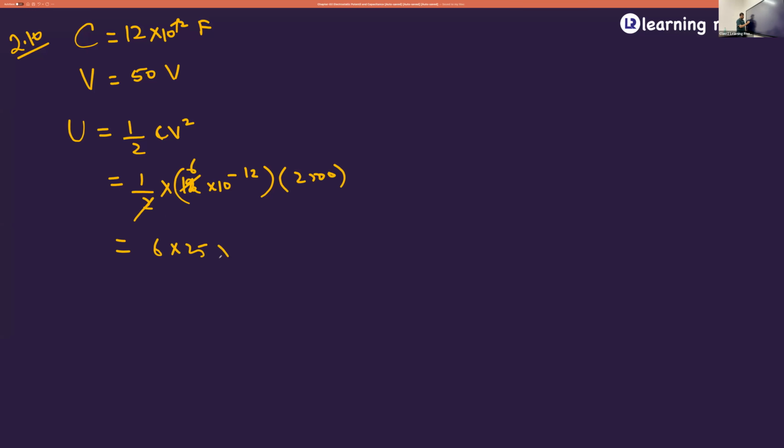So it's going to be 6 times. So can I write it as 6 into 25 into 10 power minus 12 into 10 power 2? See, this one I wrote it as 10 power 2. 6 into 25 is 150, in 10 power minus 10. Or if I move one 0, I can also write it as 50 nanojoule. Right? Correct.